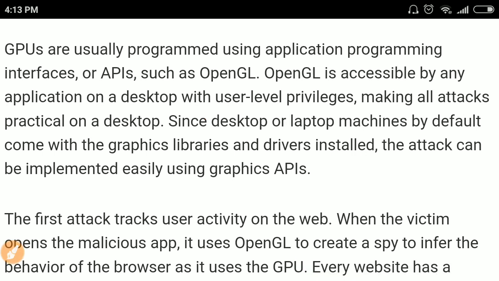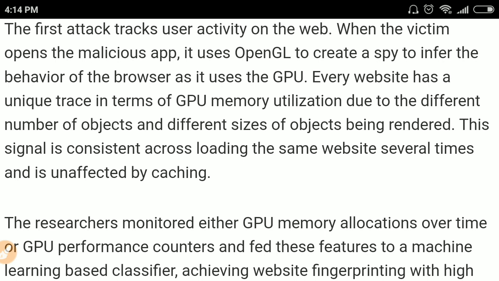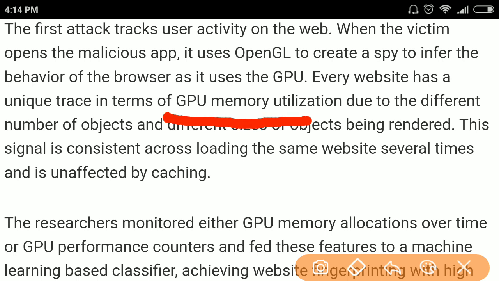So they used the user level privileges to access the application programming interface of the Nvidia GPU to sniff this kind of information. They infer this information by monitoring the GPU memory utilization, and then they fed all this data into a machine learning algorithm.